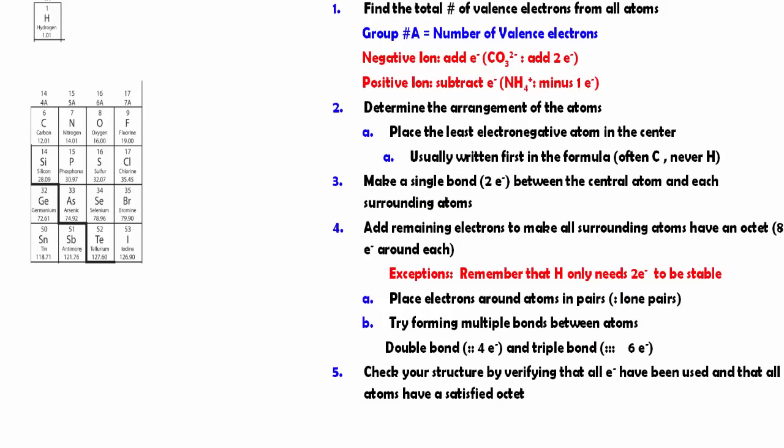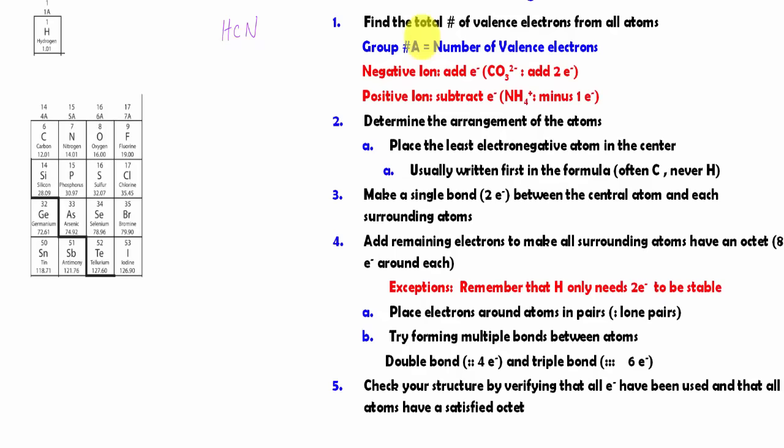Now let's try another compound where it doesn't have a charge at all. So in this case we have HCN. So this is the chemical formula for this compound. First we have to find the total number of valence electrons. We have 1 hydrogen, 1 carbon, and 1 nitrogen. Since there is no charge, because there's nothing up here, no superscript, we're not going to add or subtract any electrons from the total valence electrons.